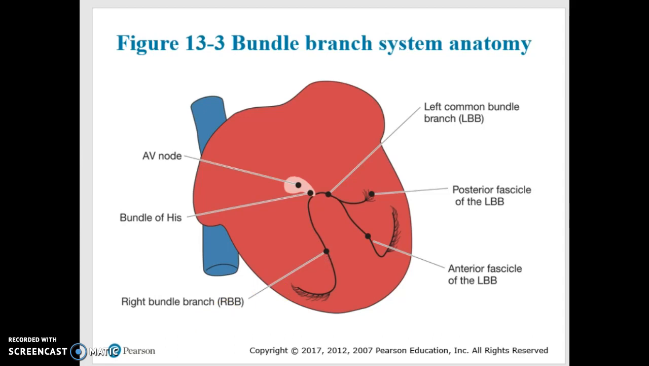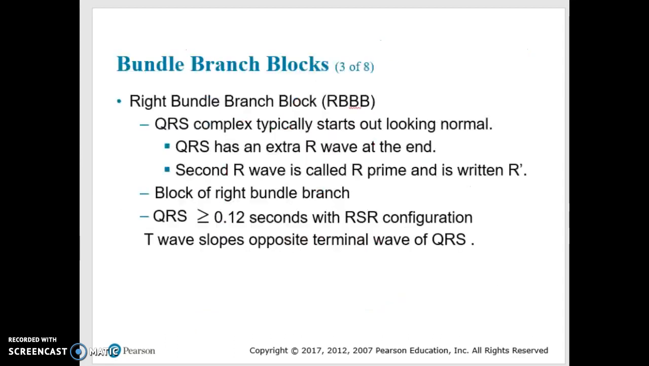Moving forward, let's talk about the right bundle branch block. You'll often hear this referred to as RBBB. With the right bundle branch block, the QRS complex typically starts out looking normal. Then the QRS has an extra R wave at the end. The extra R signifies that the current is lagging and dragging slowly. So that's why you see that extra R. So you'll have a QRS and then you'll have another R with the right bundle branch block.